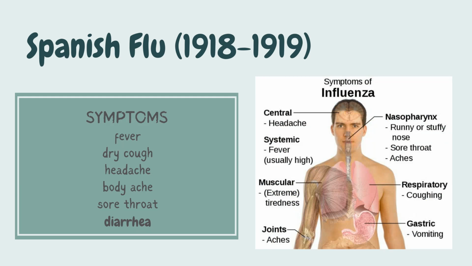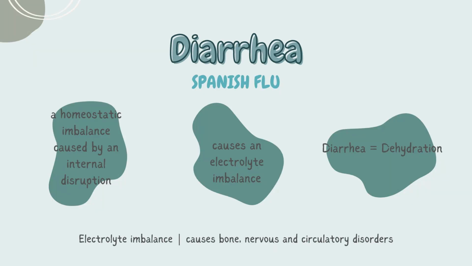The known and most common symptoms of the Spanish flu disease are fever, dry cough, headache, body aches, sore throat, and diarrhea, which are mostly similar to the symptoms of the COVID-19 virus. Some of these symptoms are homeostatic feedbacks, like the fever and cough, for the body to return back to its homeostatic status, while some are homeostatic imbalances themselves.